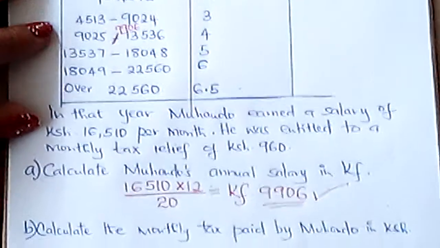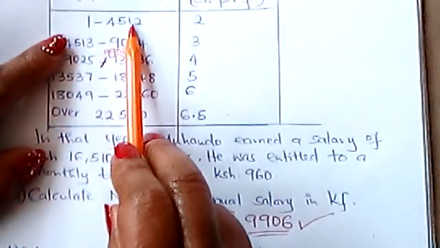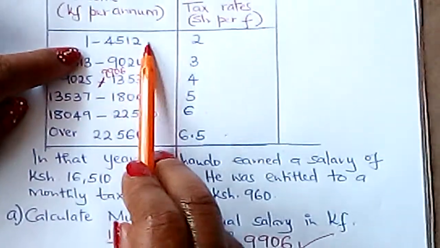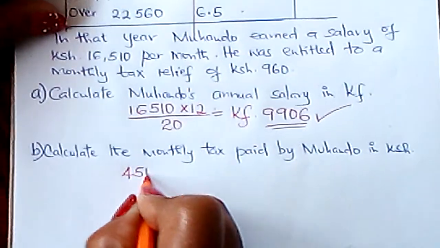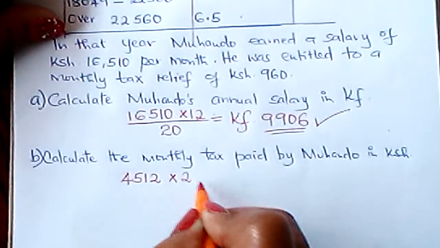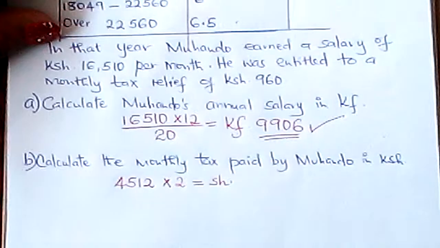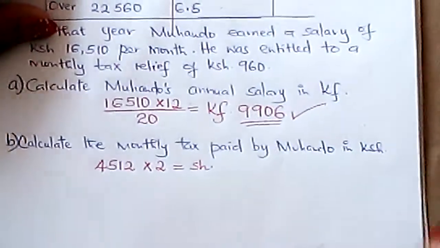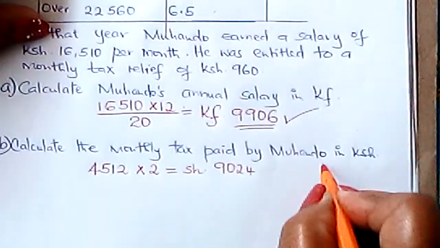And then you continue. So you go to the first band. The first band is carrying how many pounds? It is carrying 4,512 pounds. Each pound is taxed at the rate of 2 shillings. And therefore, what will be the tax in that band? You multiply this, and you get 9,024. I hope you get this.